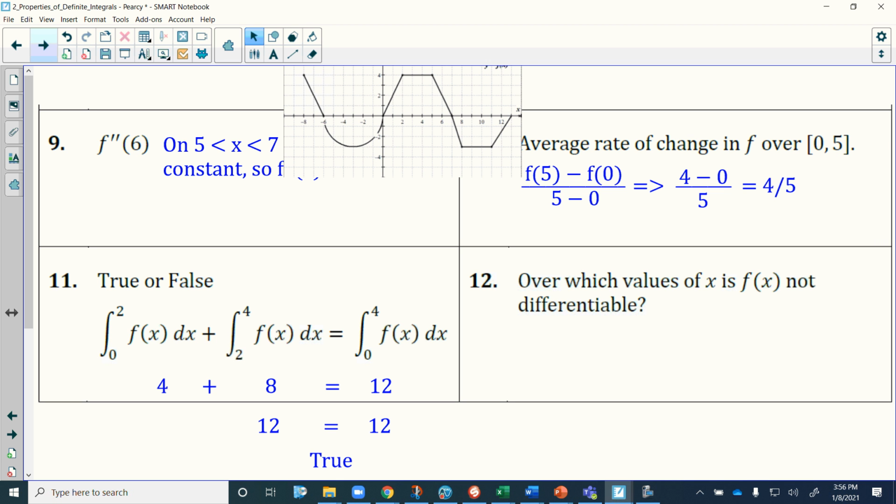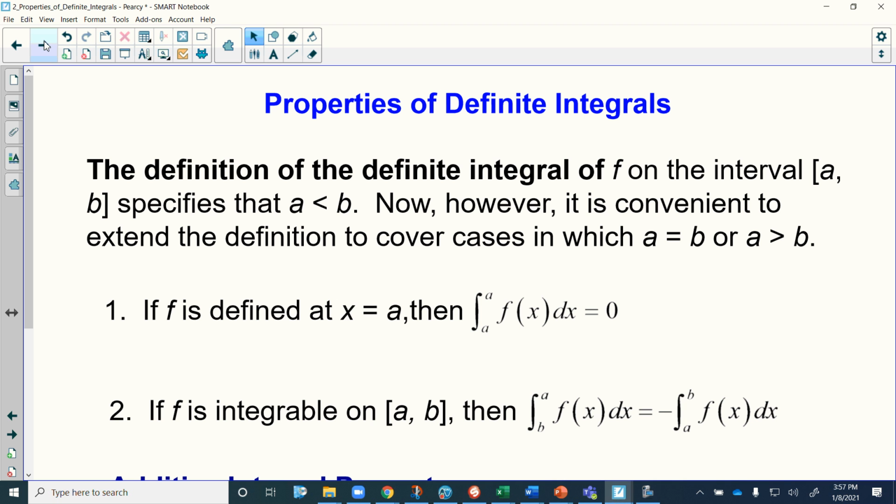And over which values of x is it not differentiable? Basically anywhere there's a corner or a cusp or something like that, of which there are several in this case. So at all of those x values, the function is not going to be differentiable because of the corners. The limits of the left and right side aren't going to match. Okay. So that is essentially what we're looking at for definite integration.